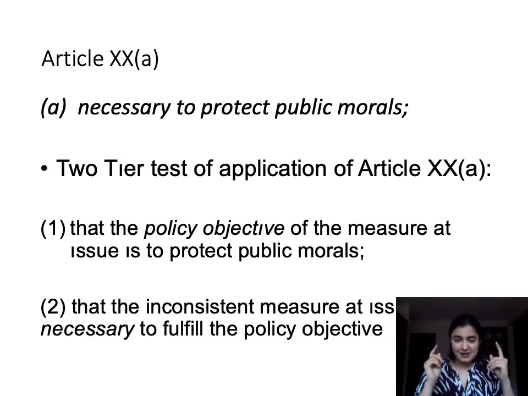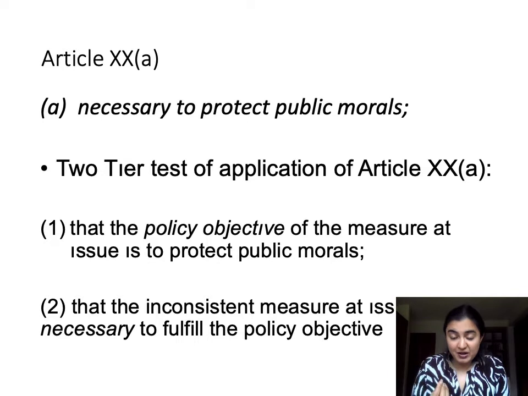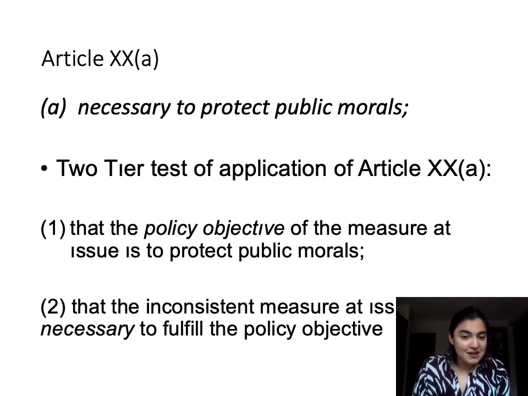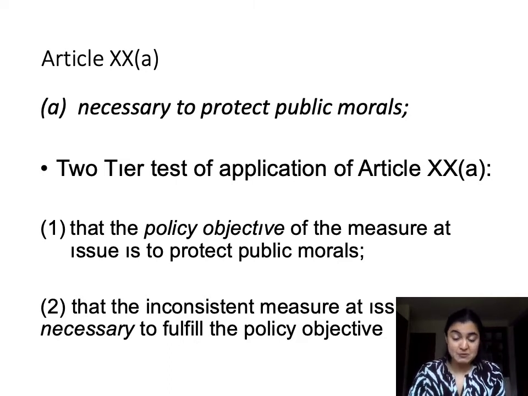And when we divide this little expression, we end up with two essential elements. One, it must be aimed at the protection of public morals. So the policy objective of the measure should be to protect public morals and nothing else. And second, it must be necessary. The measure you have invoked or the law which is violating the principles of non-discrimination, they must be necessary to achieve the objective of protection of public morals. So a two-tier test to satisfy Article 20A. It is as simple as that. The first element is that the policy objective of the measure at issue is to protect public morals. It must be aimed at the protection of public morals. And second, that the measure must be absolutely necessary to protect public morals, to protect this policy objective.